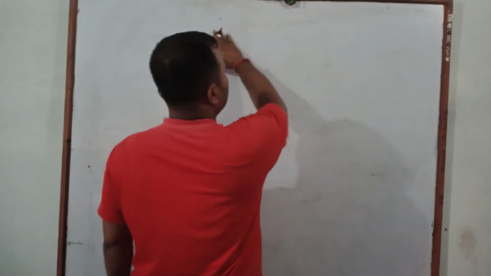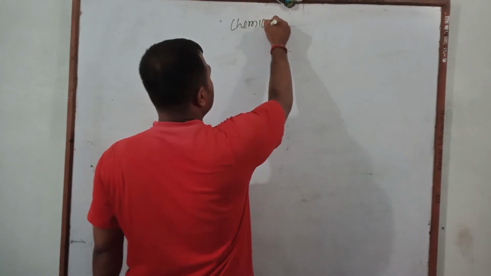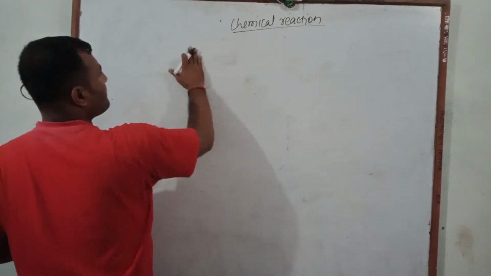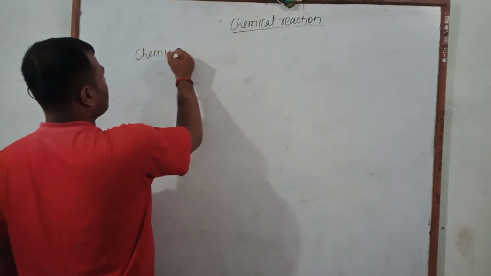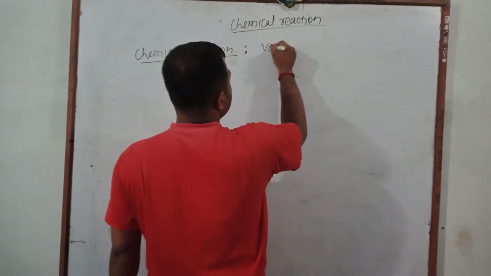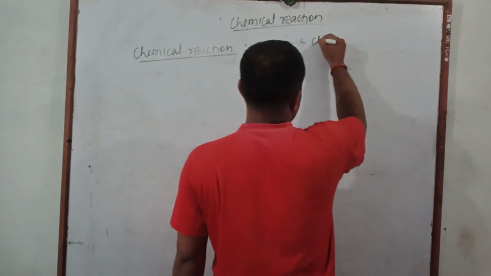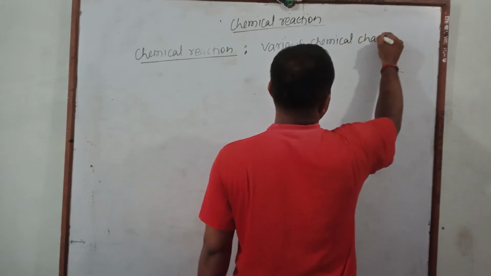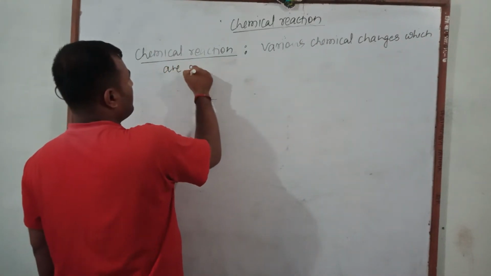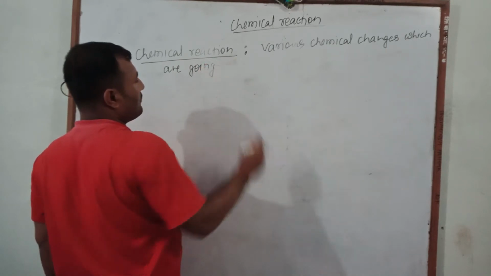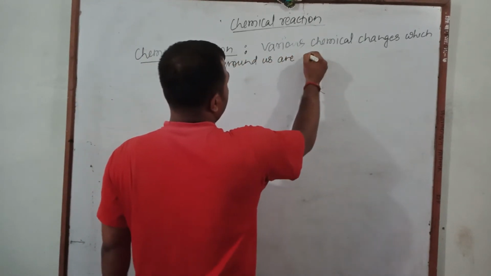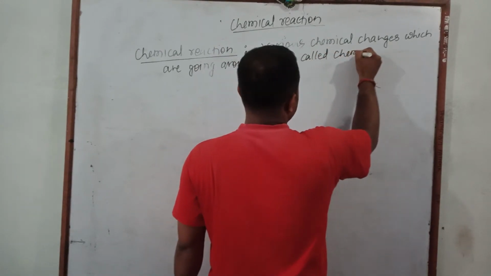At first, we discuss chemical reaction. Simply, we can define chemical reaction as the various chemical changes which are occurring around us are called chemical reactions.